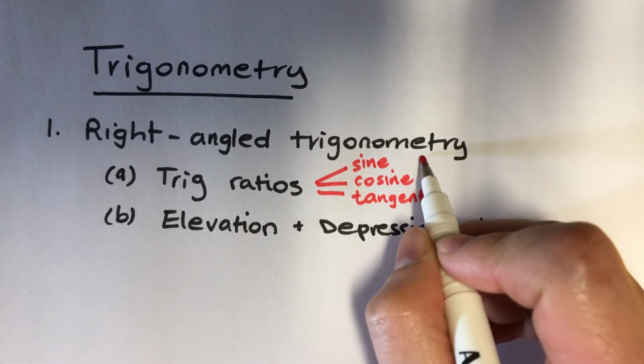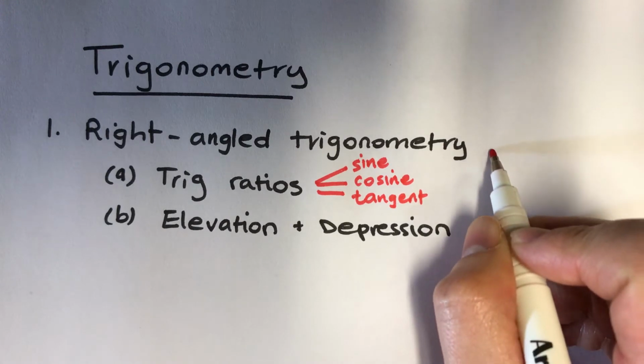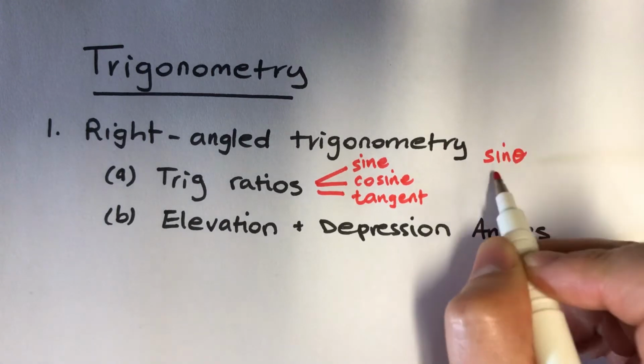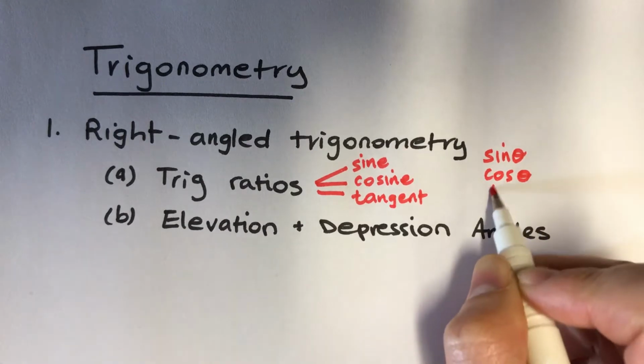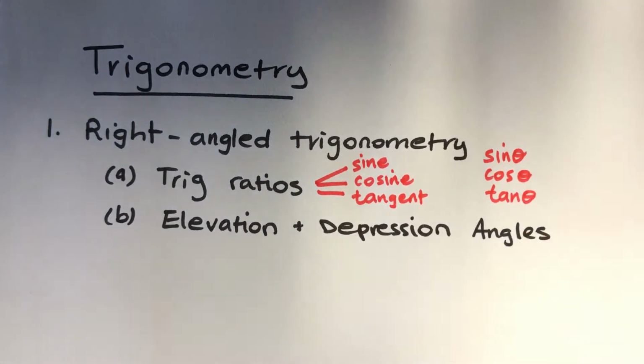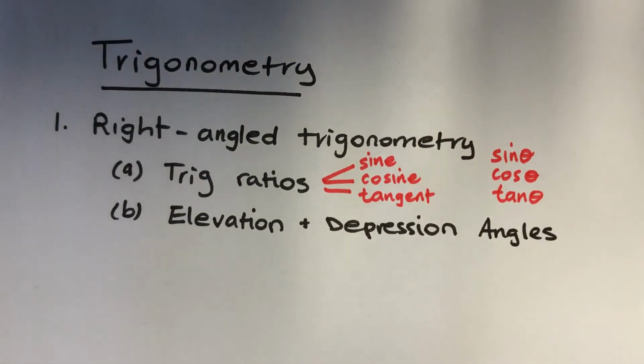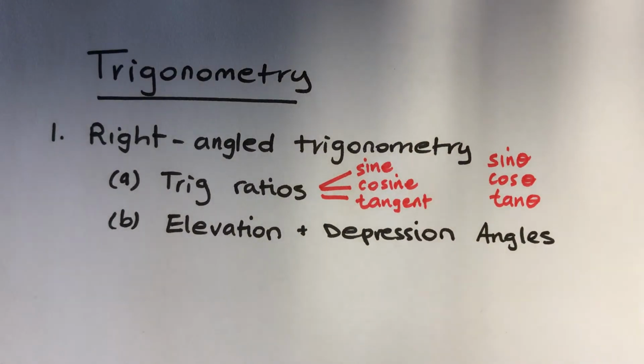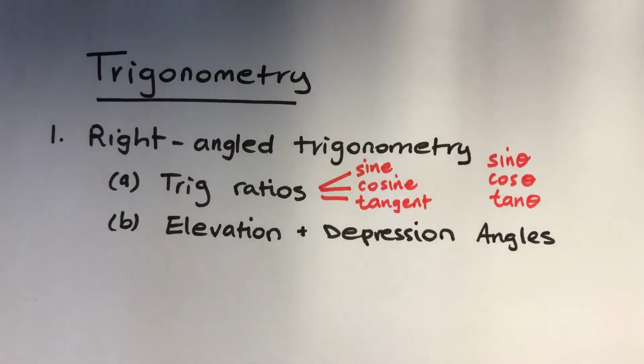So we're going to use theta. I'm going to use sine theta, cos theta, tan theta, all lowercase. So that's what we're going to use for trig ratios, and then elevation and depression later on. So let's have a look at trig ratios, guys. Trig ratios, I just told you: sine, cos, tan.